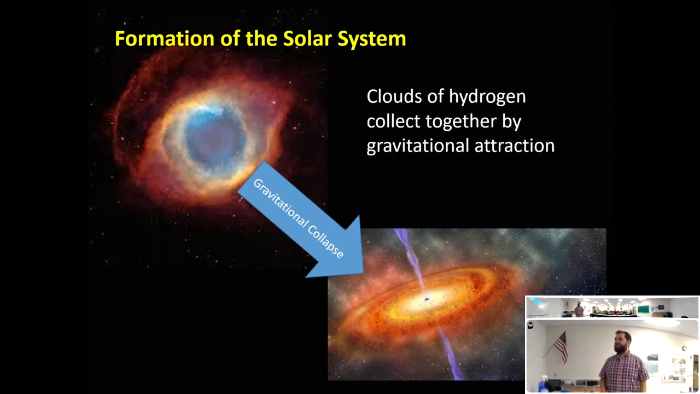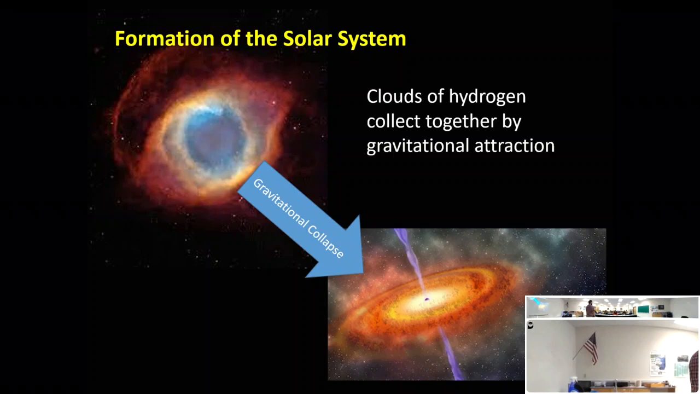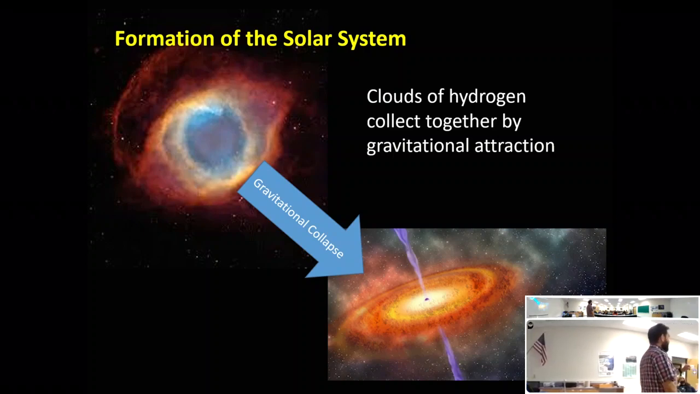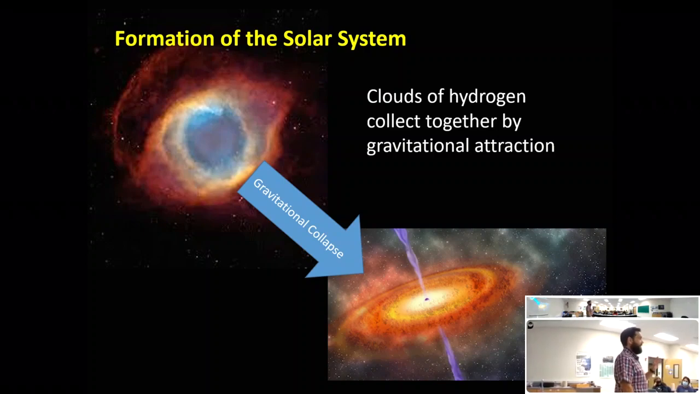What the nebular hypothesis says is that we start off with a nebula. Guess what nebula means? It just means cloud. It's just Latin for cloud. So it just means that we start off with a cloud of predominantly hydrogen. Now, our nebula that ended up creating the solar system was a little bit different. It had some other things in it, and I'll explain that later. But it's predominantly hydrogen. It's 99% hydrogen.